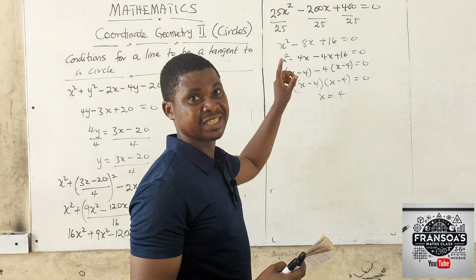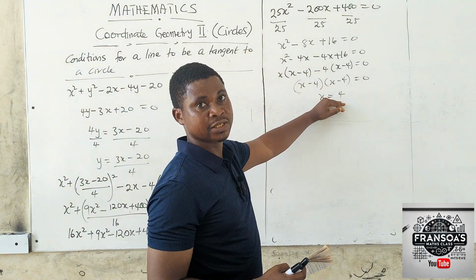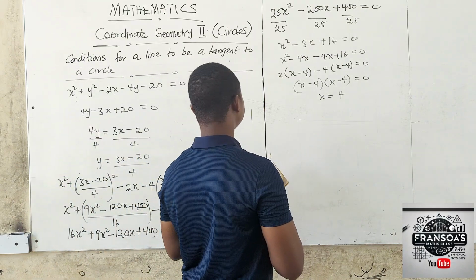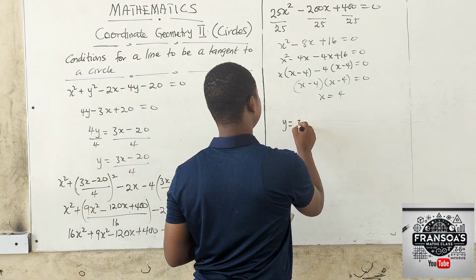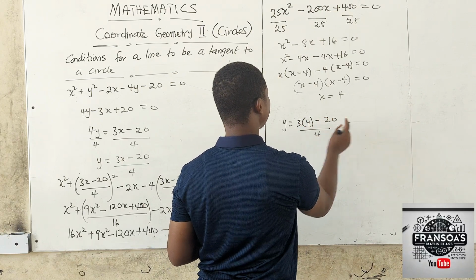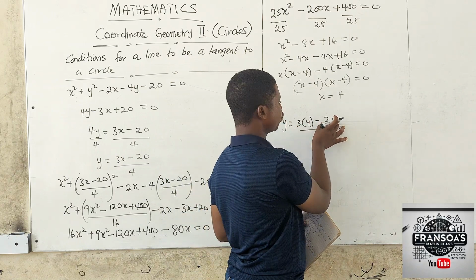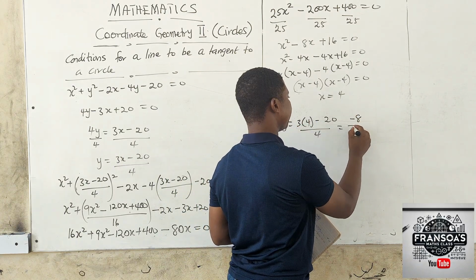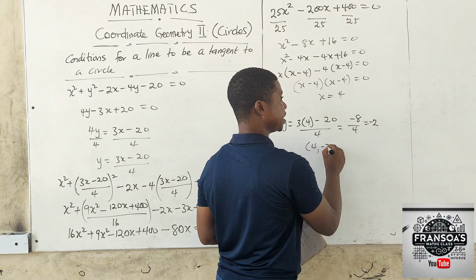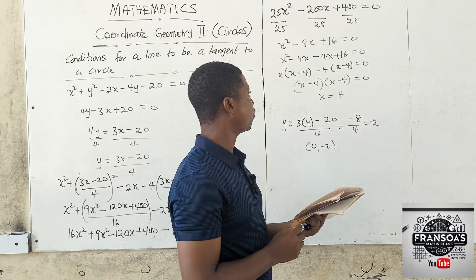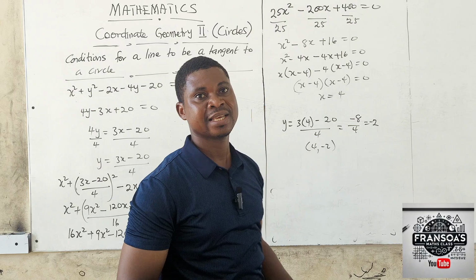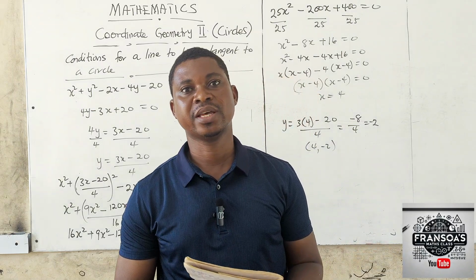So if the question is asking you to find their point of contact, the x component is 4, and the y component, you substitute this one here. Our y becomes 3 multiplying 4 minus 20 all over 4. 12 minus 20 will give us minus 8 over 4, and that will be minus 2. So the point of contact becomes 4, minus 2. That will be their point of contact. Since we are getting a repeated root, it is a tangent to the circle.